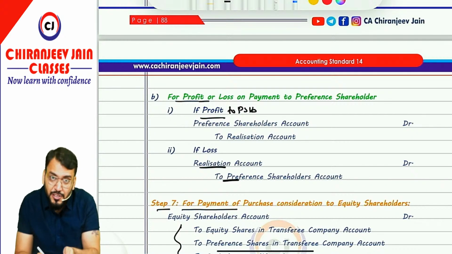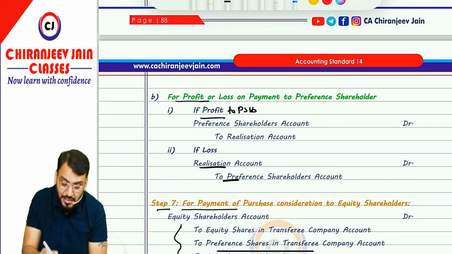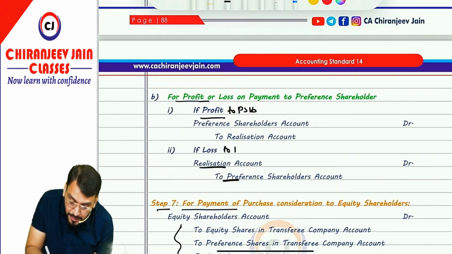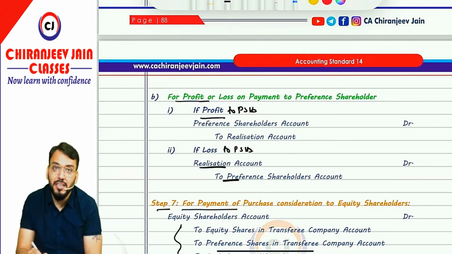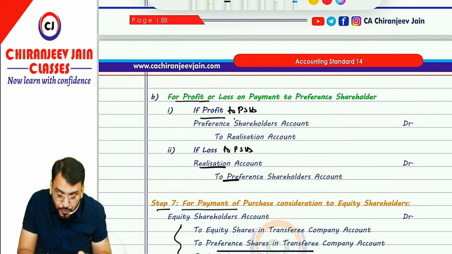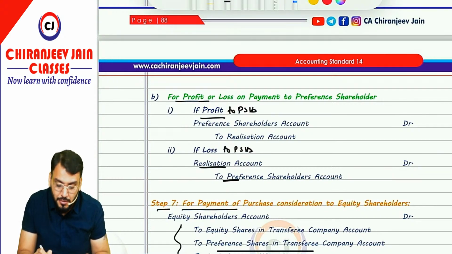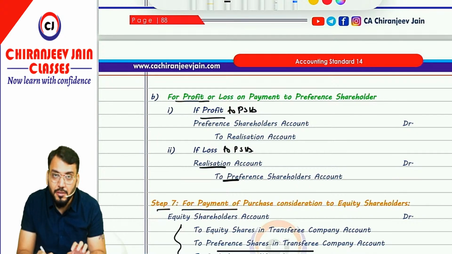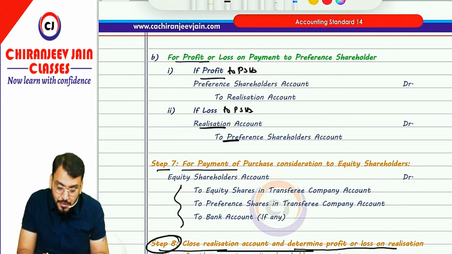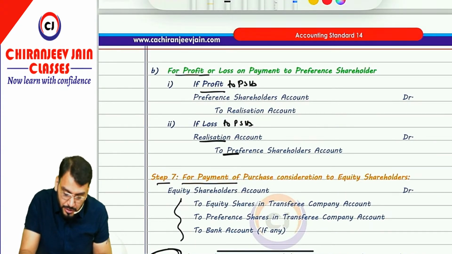Means profit to preference holders is a loss to the company, correct? Understand this a bit differently, don't be confused. If loss to preference holders, correct. So if profit to preference holders, are you getting what I am saying? Then the journal entry is preference holders account debit to realization. If loss to preference holders, sorry, my mistake.